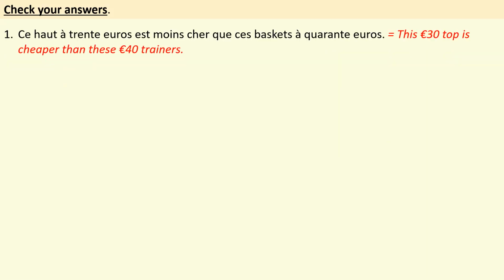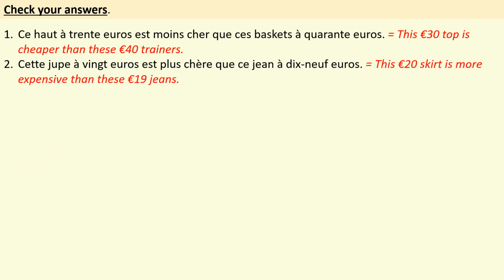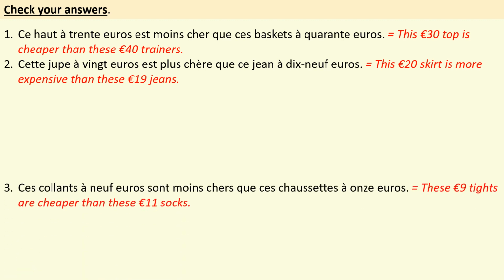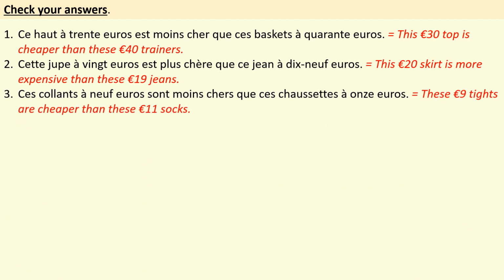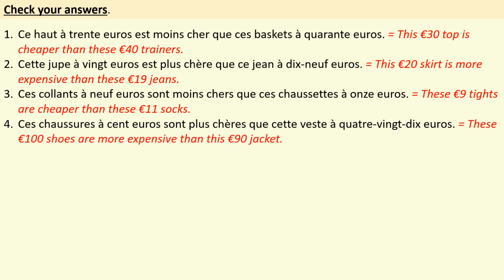Okay, let's check your answers now. 1, you should have written this €30 top is cheaper than these €40 trainers. Good. 2, you should have written this €20 skirt is more expensive than these €19 jeans. 3, these €9 tights are cheaper than these €11 socks. 4, these €100 shoes are more expensive than this €90 jacket.